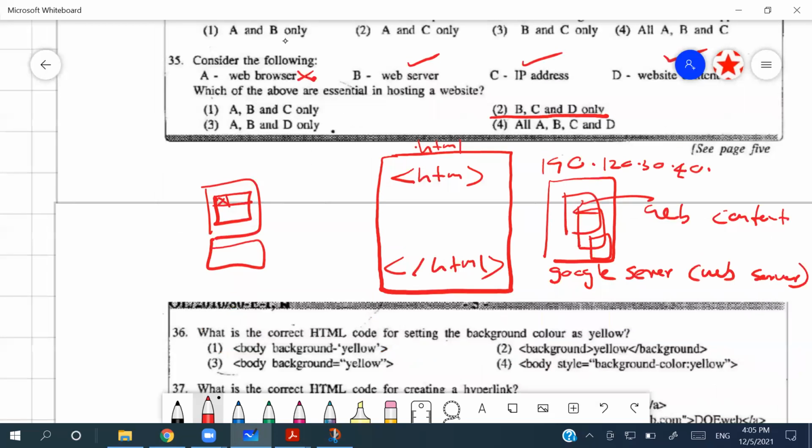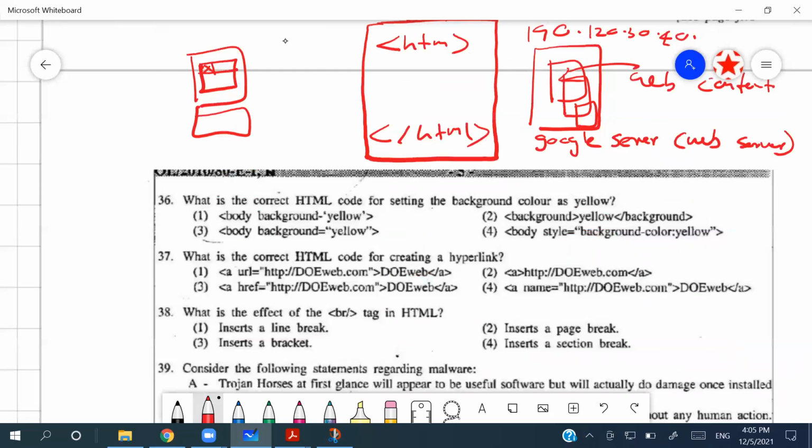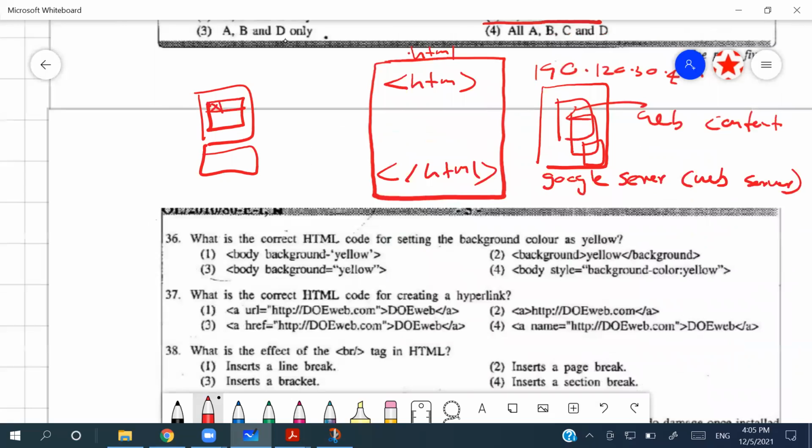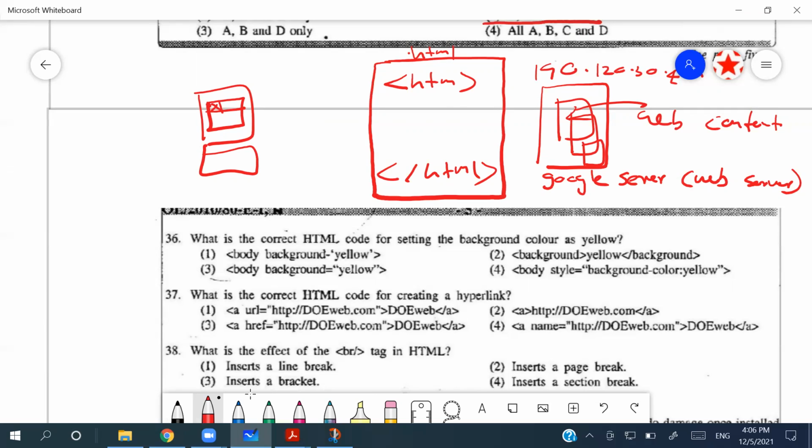Then 36th. What is the correct HTML code for setting the background color as yellow? Yeah, we can use the BG color. Now this is something out of syllabus, people. What is the answer they have taken? It's the fourth one. Yeah, the fourth one is the answer, but it is not in your syllabus.